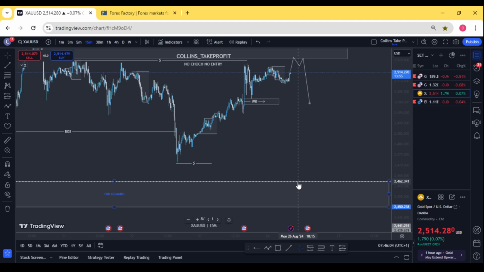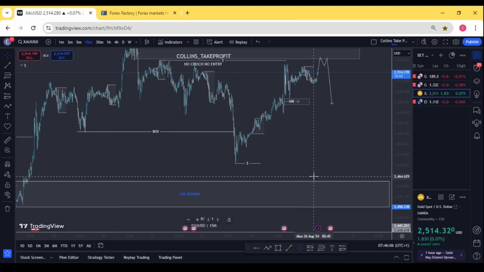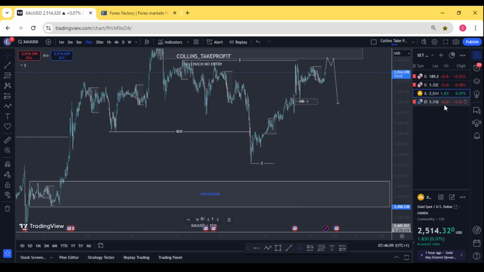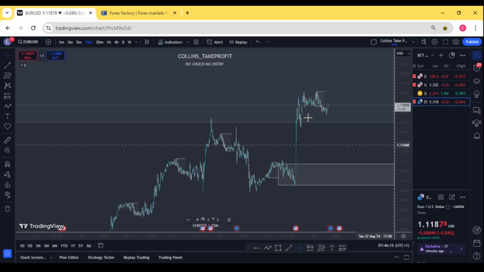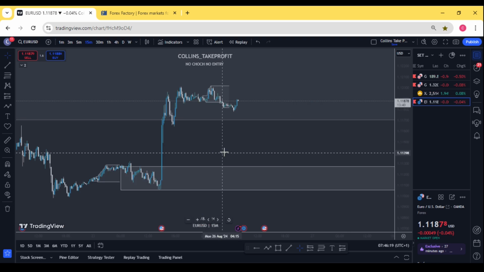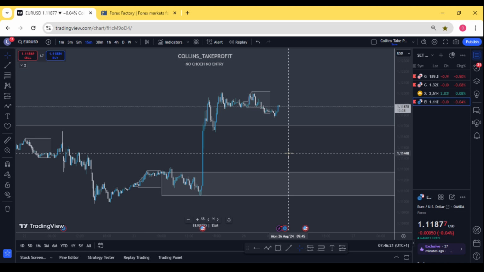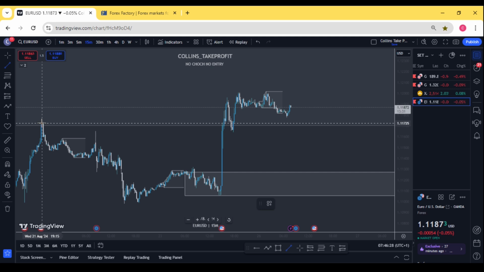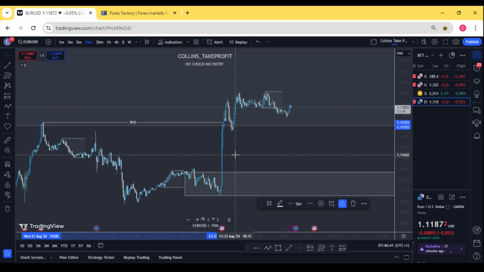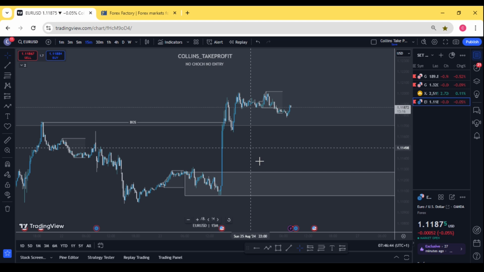Alright, now let's go to the Euro USD, guys. Here's one thing with Euro USD. I'm not going to go bearish on Euro USD yet until I've seen a bearish order flow. Until I've seen a bearish order flow, I won't be looking to go bearish on Euro USD. So now let's see if we can have a bearish order flow on Euro USD, then we might look to go bearish on Euro USD.